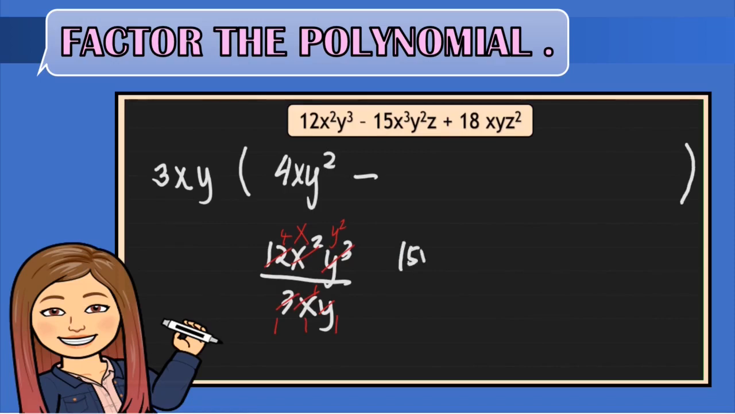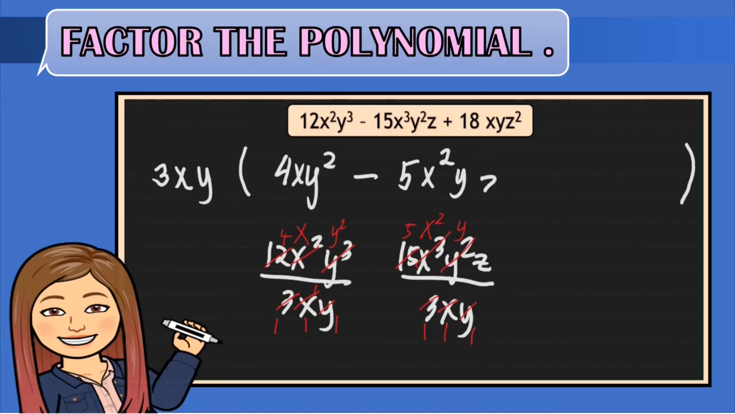So next let's have 15x cubed y squared z divided by 3xy. 15 divided by 3 is 5. This is 1. X cubed divided by x is x squared. 1. Y squared divided by y is y to the power of 1, or simply y. This is 1. And there is nothing to divide z, so it remains z. So the quotient is 5x squared y z.